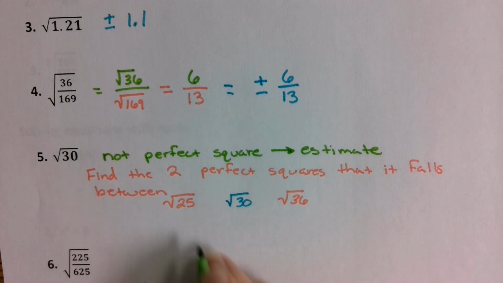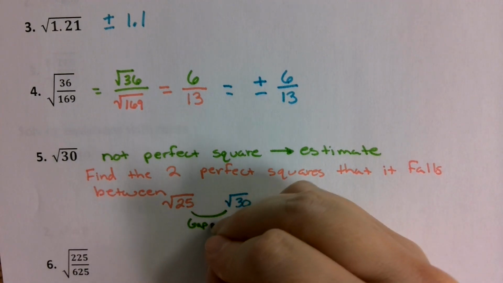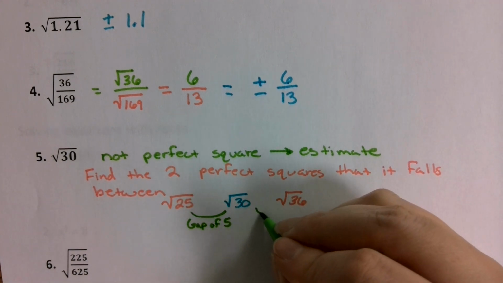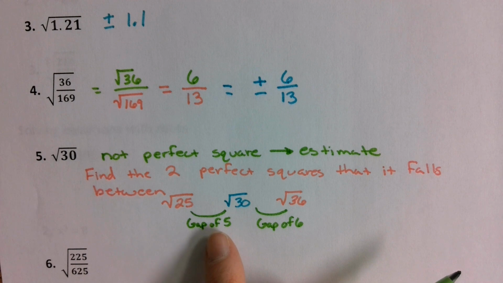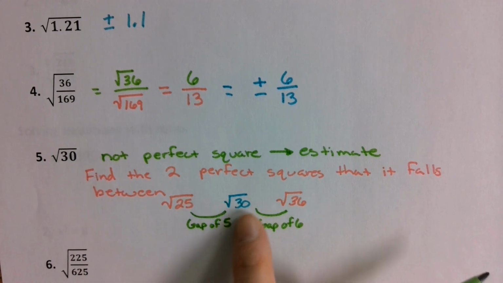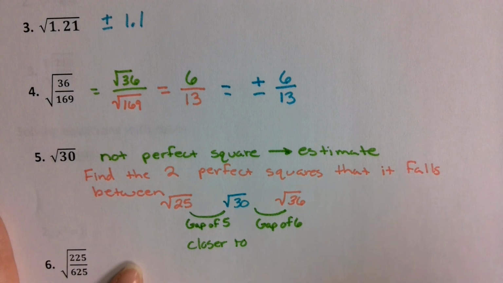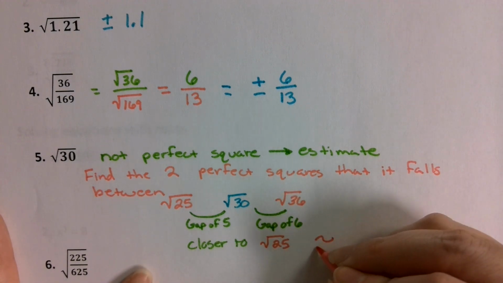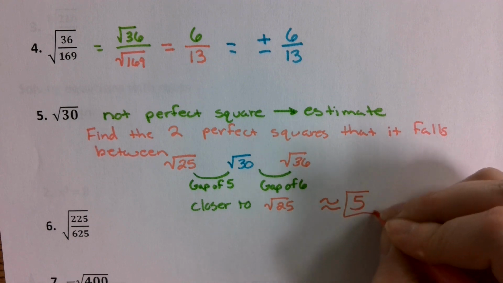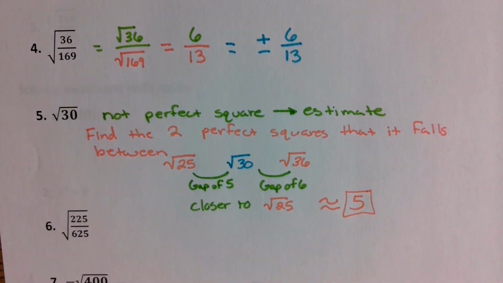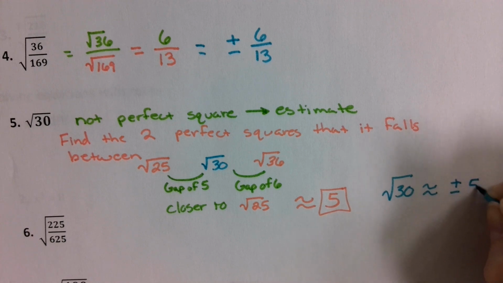Now, how far apart is 25 from 30? What kind of gap is that? 5, right? So I'm going to write that this is a gap of 5. What about from 30 to 36? What kind of gap is that? 6. Okay, so 25 is only 5 units away from 30. 36 is 6 units away from 30. So it's closer to 25. It's closer to the square root of 25. So we can estimate that it's about 5. That's our estimation. So square root of 30 is approximately plus or minus 5.